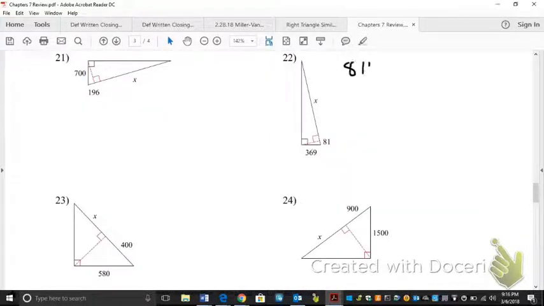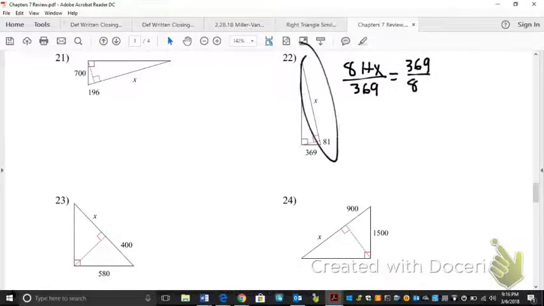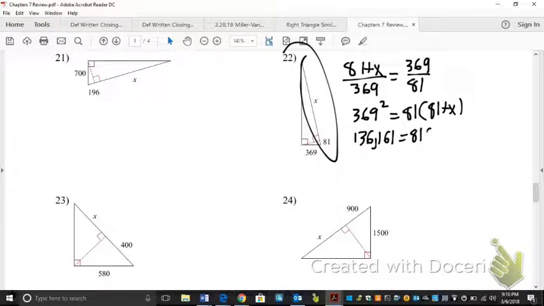Move on. So now here we have same general idea. Our A to C, the original hypotenuse of the big right triangle, this measurement right here is 81 plus x. So we go 81 plus x over 369 equals 369 over 81. Gives us 369 squared equals 81 times 81 plus x. 369 squared is 136,161 equals 81 times 81 plus x.